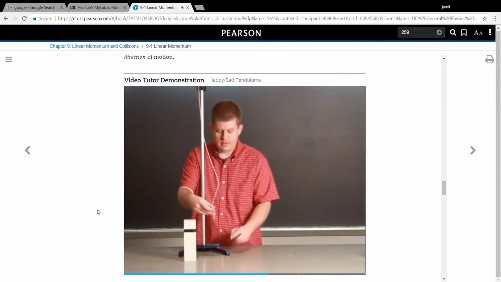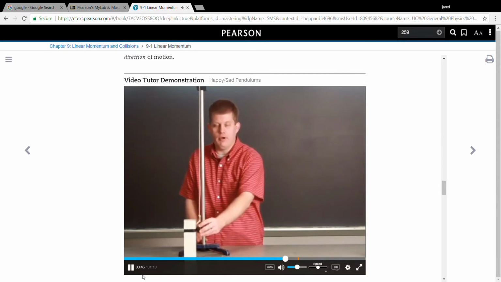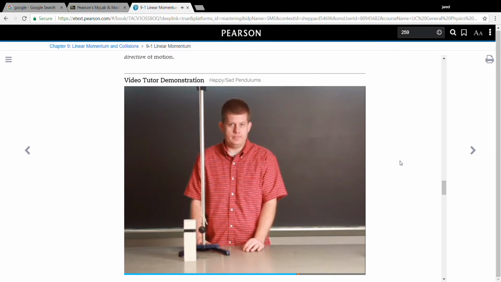Now let's repeat the experiment with the happy ball. What will happen when the ball hits the block? Will the block knock over or will it stay upright?